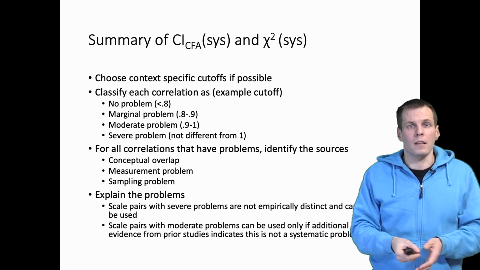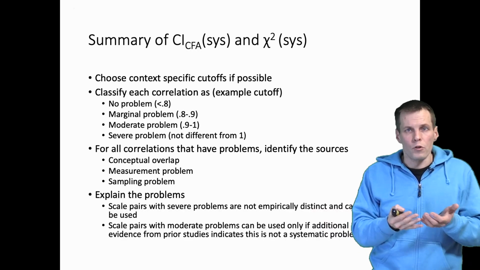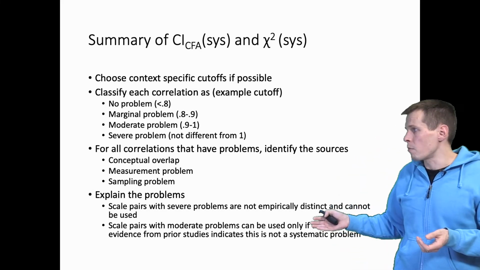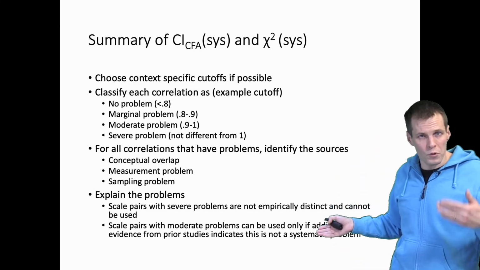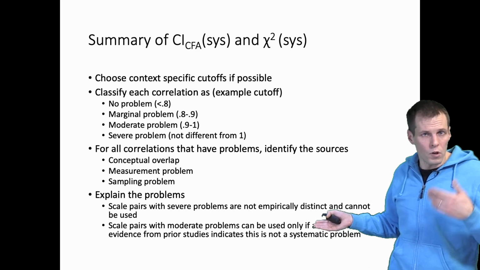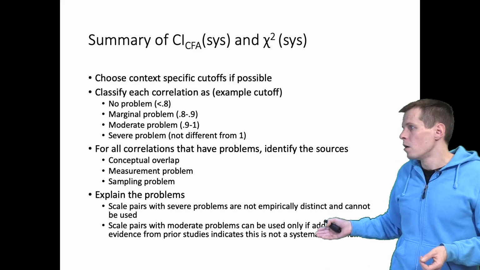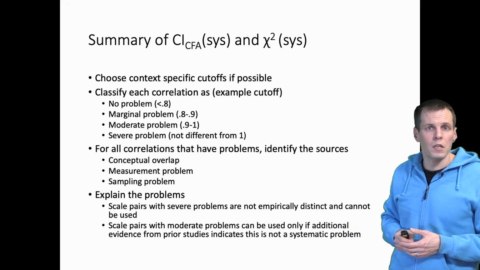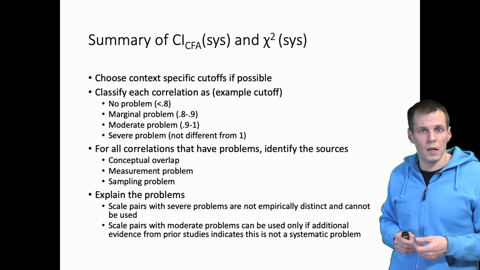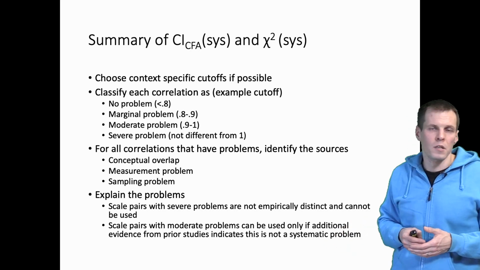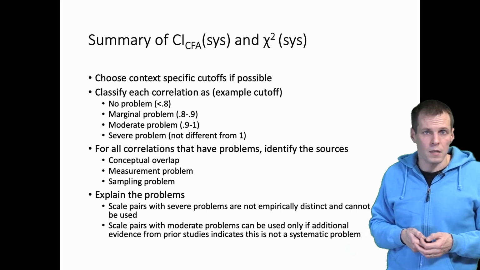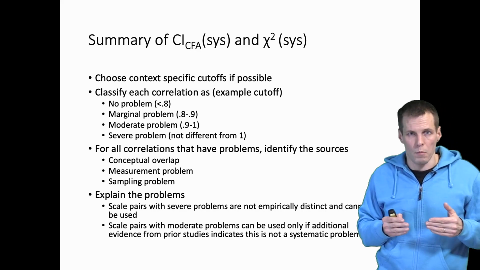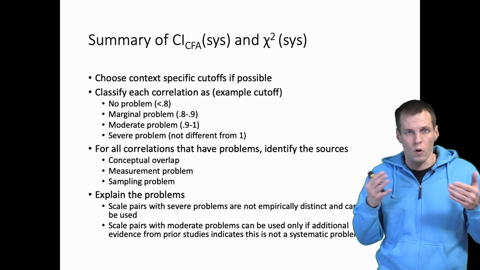And after that, decide what to do based on the severity of the problem. So if you have severe problems, then you simply can't proceed using the correlations. You need to do something about the problem. With moderate problems and marginal problems, it is possible to proceed with the study, but with moderate problems, you need to present additional evidence to make sure that there is no systematic problem with the scales or concepts that you're studying.